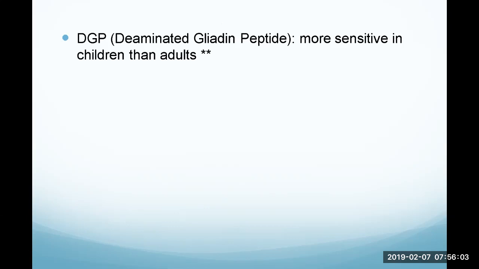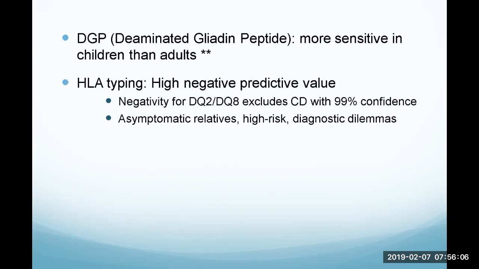DGP is more sensitive in children than adults, specifically in kids less than 2 or 3 years of age, where TTG IgA is not something that we completely depend upon. Other things, HLA typing, yes, we sometimes do in extremely confusing cases, high-risk patients, diagnostic dilemmas. Once negative, it has 99% confidence, right? So it may be useful if it's positive, but it's definitely useful in ruling out celiac disease if it's negative.